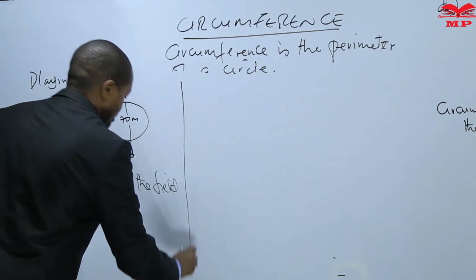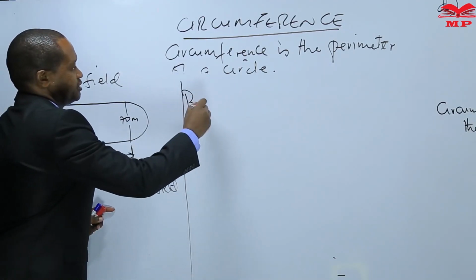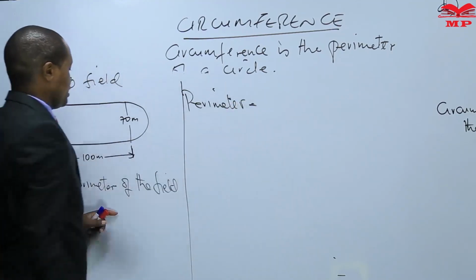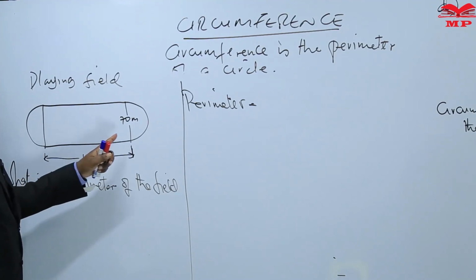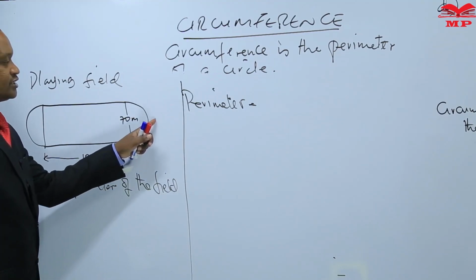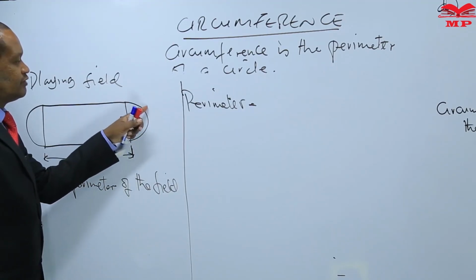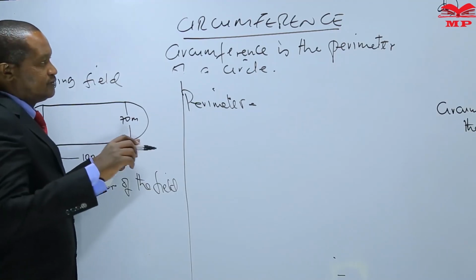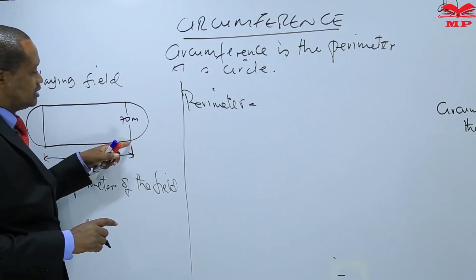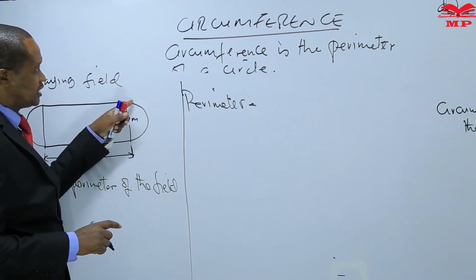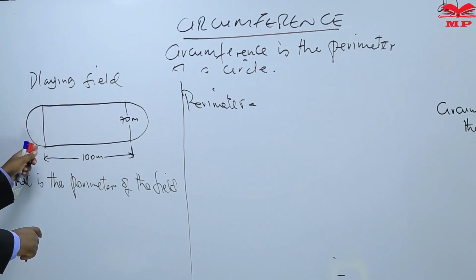So what is the perimeter? The perimeter will be equal to 100 meters plus the circumference. This is a semi-circumference. We say the circumference of a circle is the perimeter of a circle. This is half a circle. We are going to get the perimeter of this half a circle, or the circumference of this half of a circle. Then we also get the half of this circle.